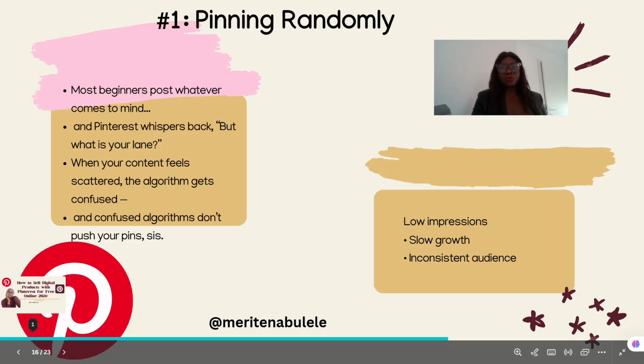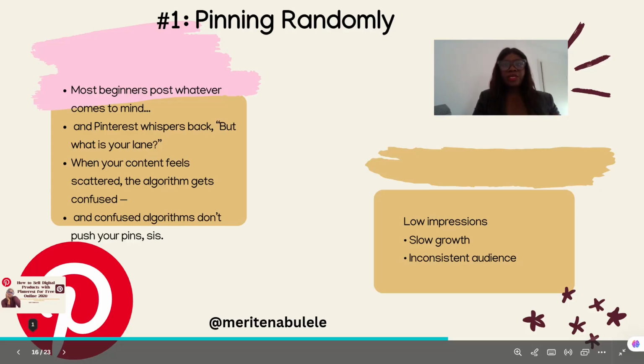Don't just post randomly, because by the time you post randomly, you know what happens? You have low impressions. Nobody's going to view it because the algorithm is not sure who to send your pins to. Then you have slow growth and an inconsistent audience. It's just like on Instagram as well. When you post randomly without knowing what you're posting, it becomes difficult for the algorithm. Pinterest has an algorithm as well, so stop pinning randomly and pin according to your content pillar.